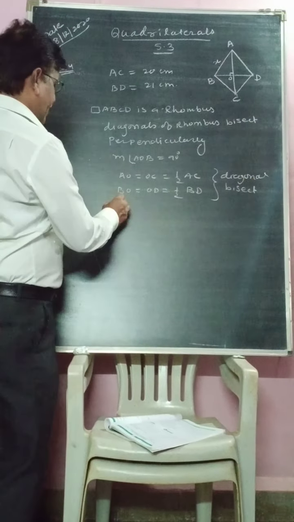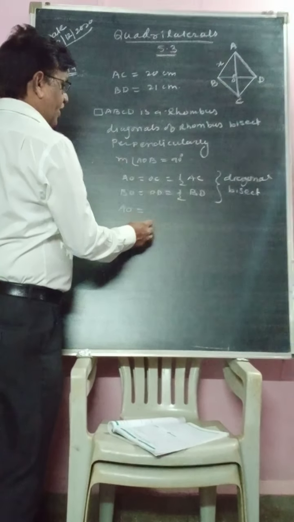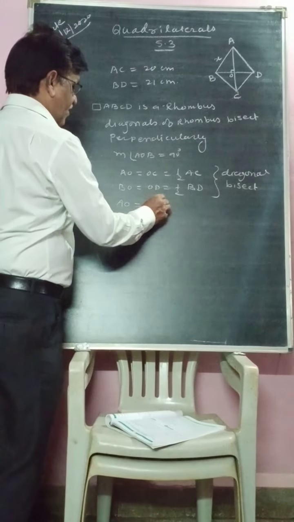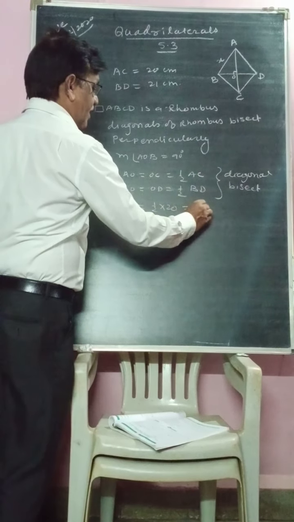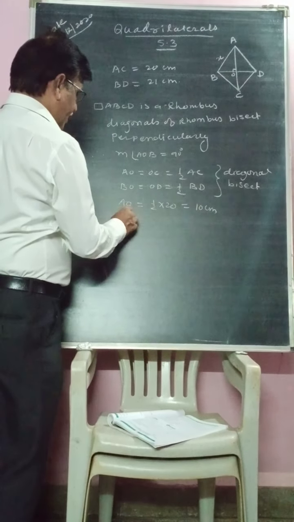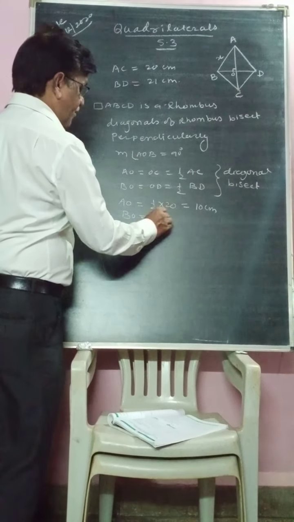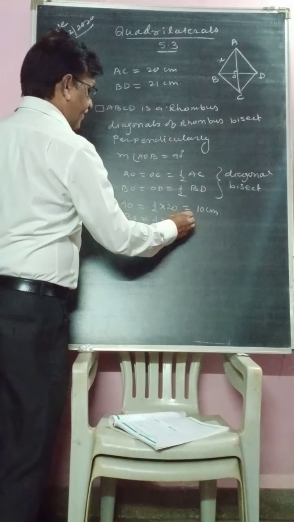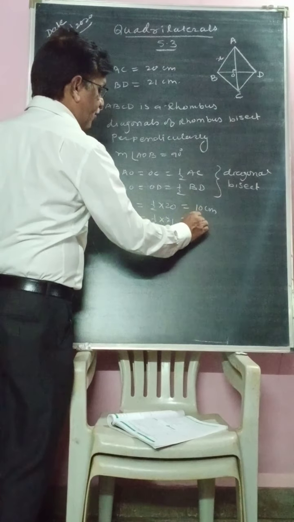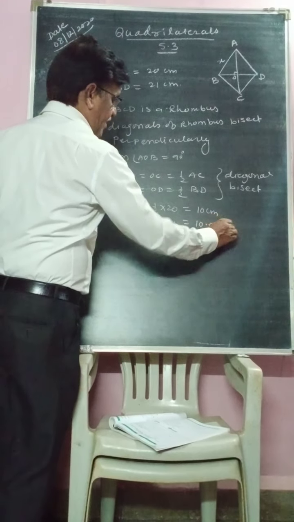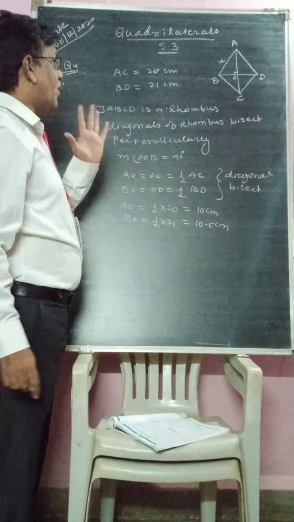Okay. Therefore you can say that AO is equal to half of AC, which means half of 20, equal to 10 centimeter, and BO is equal to half of BD, which means half of 21, equal to 10.5 centimeter. So you get AO and BO here.